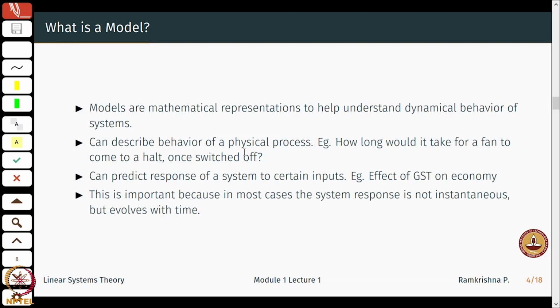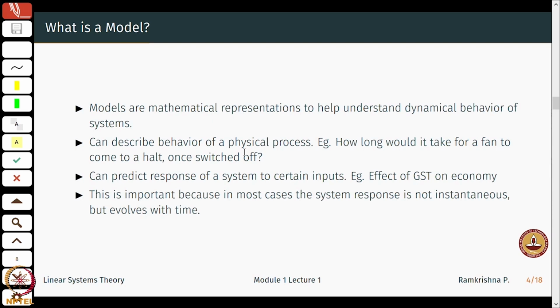A very good example is, I just switch off the fan, and how long would it take before it comes to a complete halt? Not only that, can I predict the response of a system to certain inputs? Like in the case of an interview, based on the model, can I predict whether you will be able to handle a certain job in the real plant? Or, for example, the effect of GST on the economy, which is a little controversial, we still do not know, we may still have to wait to see the long term implications of that.